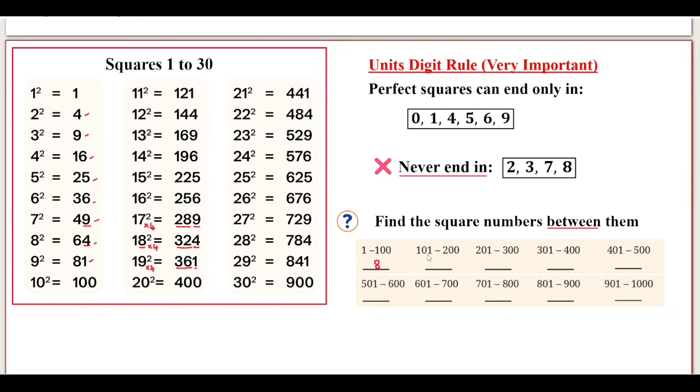Correct. The same for 101 to 200. 101 to 200, how many numbers? Okay, 1, 2, 3, 4. Okay, we are having 4 numbers, correct? So like this you can just fill up the balance. Okay, up to 1000. 900 we know. You can just expand up to 1000, then you can find out. You can easily fill up this dash. These are small activities you can try by yourself.